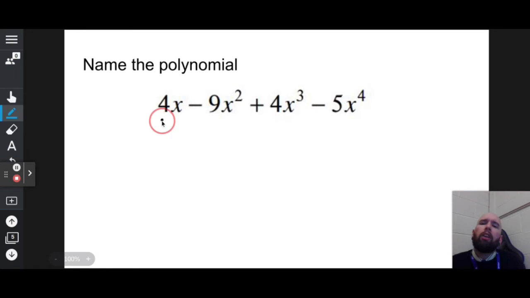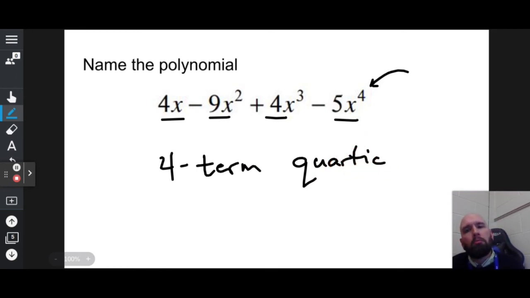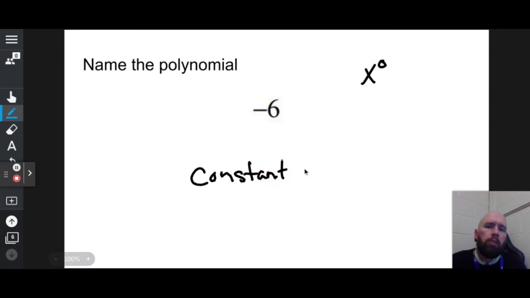This guy has 1, 2, 3, 4 terms. So I will call that a 4 term. And the highest degree is a 4. So it's a 4-term quartic. Pretty simple so far. And we've got ourselves a nothing. There's x to the 0th power, so that is a constant. And since there's only one term, we will say constant monomial.